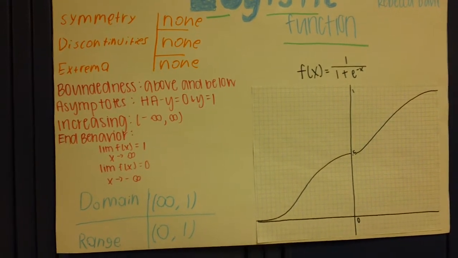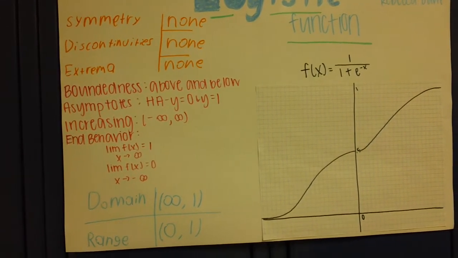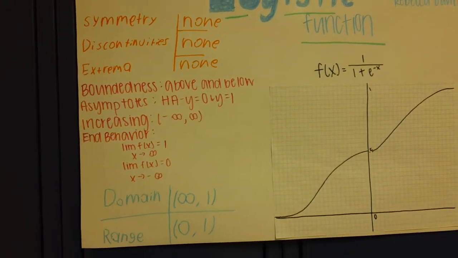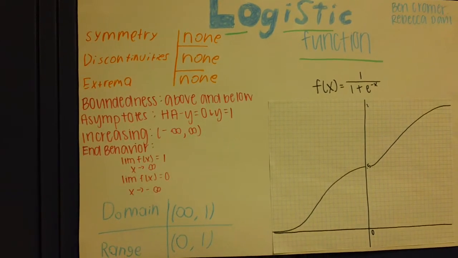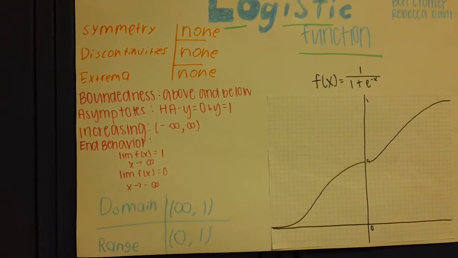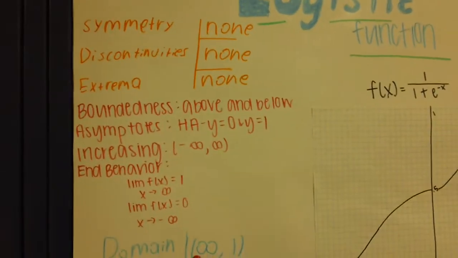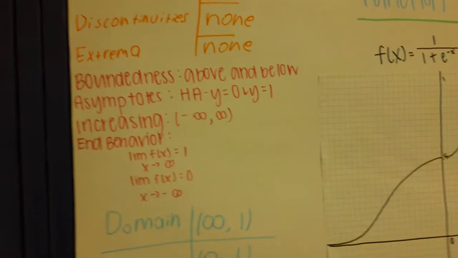For the end behavior, the limit of f of x when x is approaching infinity is 1, and when x approaches negative infinity, it is 0. The domain is negative infinity to infinity, and the range is 0 to 1. It should be negative infinity to infinity, because it's all your x values.